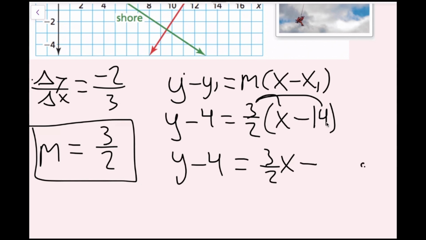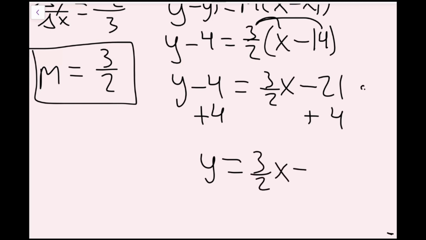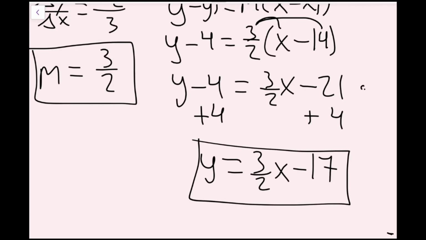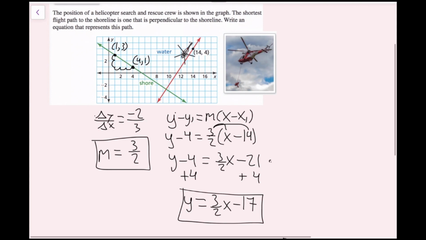So 3 times negative 7 is negative 21. Okay, last step here I'm going to do is add 4 on both sides. And I get y equals 3 halves x minus 17. So this is the equation that the helicopter will be taking on this graph right here. Okay, and now we're done with this one.